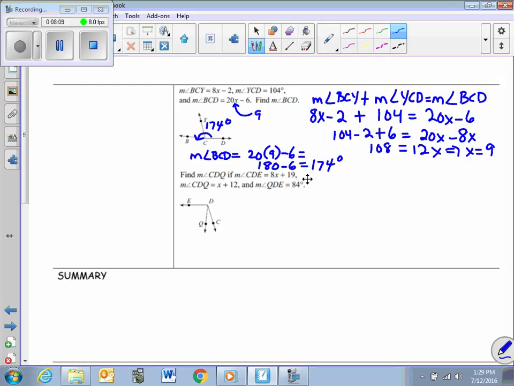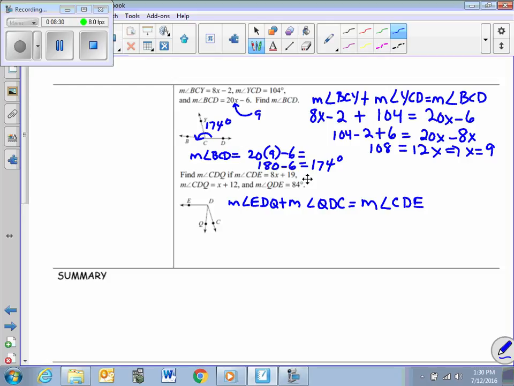Let's start by writing the angle addition postulate. Measure of angle EDQ plus the measure of angle QDC equals the measure of angle EDC. Or I'll call it CDE, since that's what it's called in the problem.